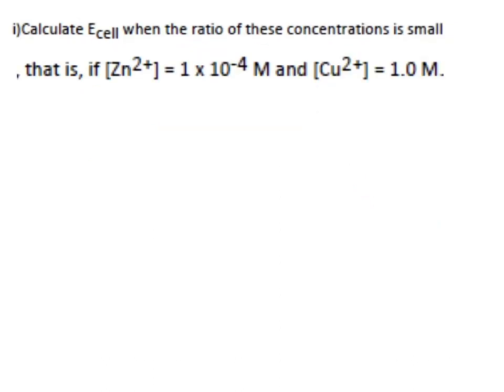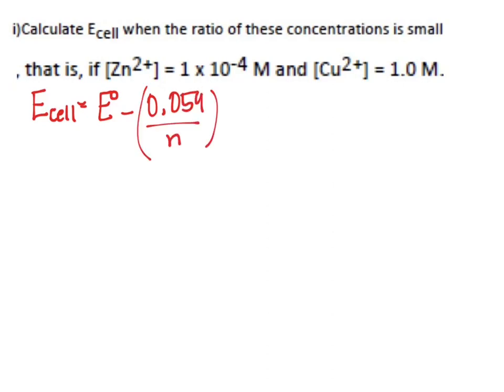Okay, so the next thing says we've kicked it out of equilibrium, or out of standard conditions. And so we want to know what our new cell potential is. For cell potential, we're going to go to the Nernst equation. E cell is equal to E naught minus 0.059 over n, our number of moles of electrons, log Q.